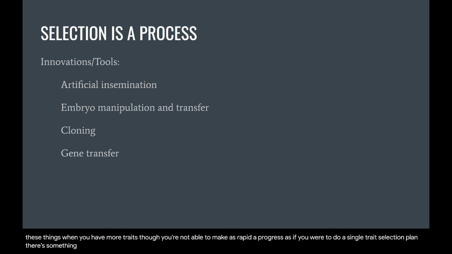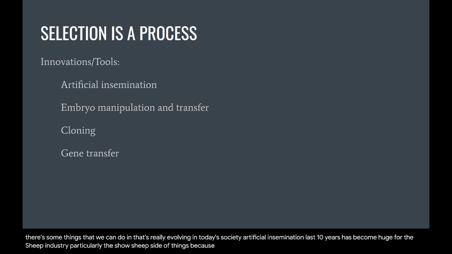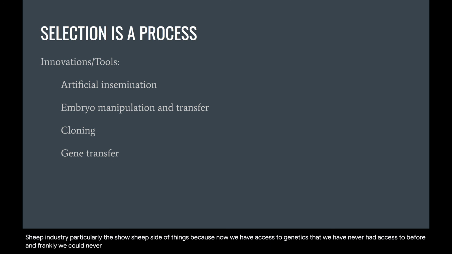There's some things that we can do, and that's really evolving in today's society. Artificial insemination, in the last 10 years, has become huge for the sheep industry, particularly the show sheep side of things, because now we have access to genetics that we have never had access to before, and frankly, we could never afford. And that has really changed our program to be able to do that. It's still not as easy as with beef cattle or dairy cattle or even goats, but it's available.